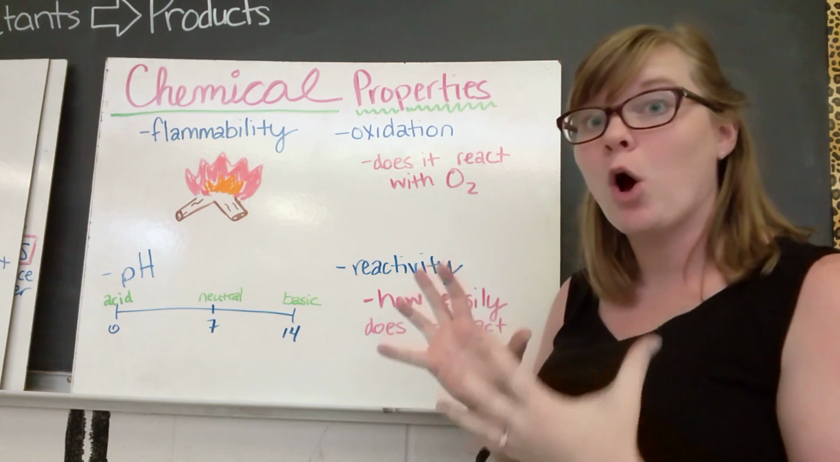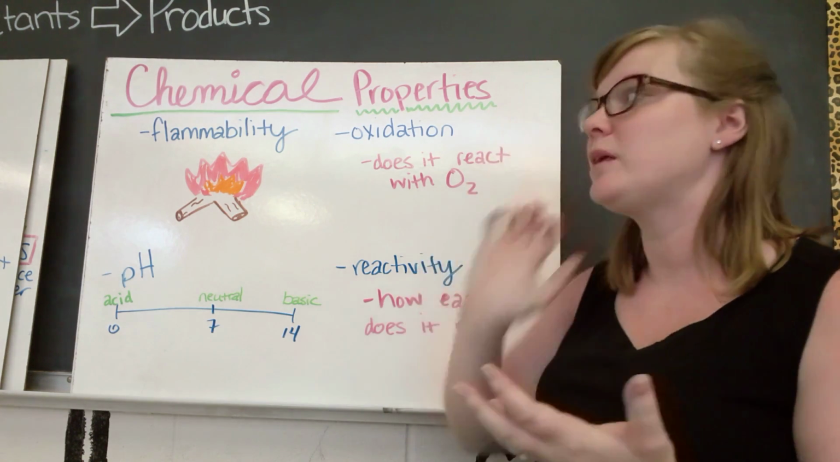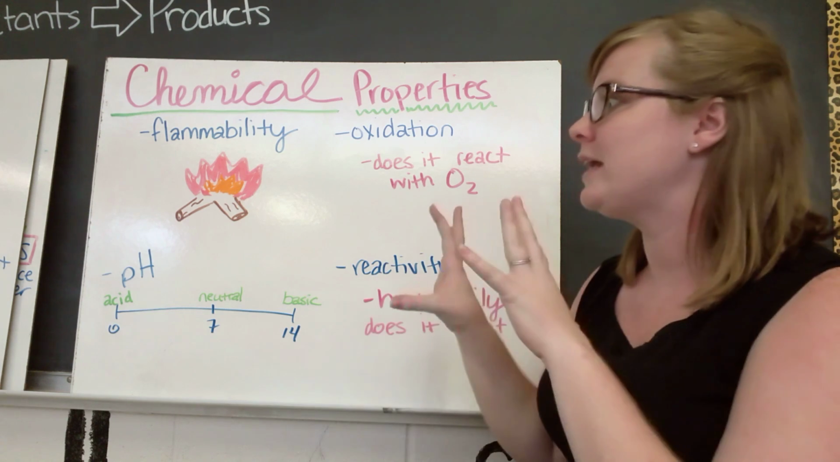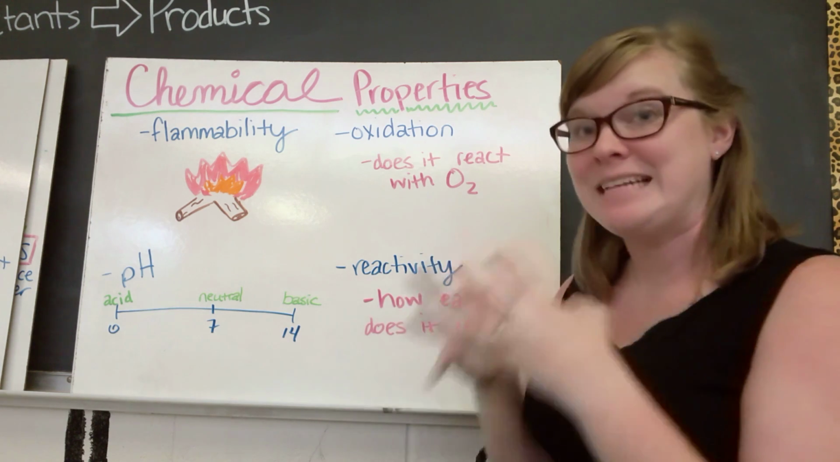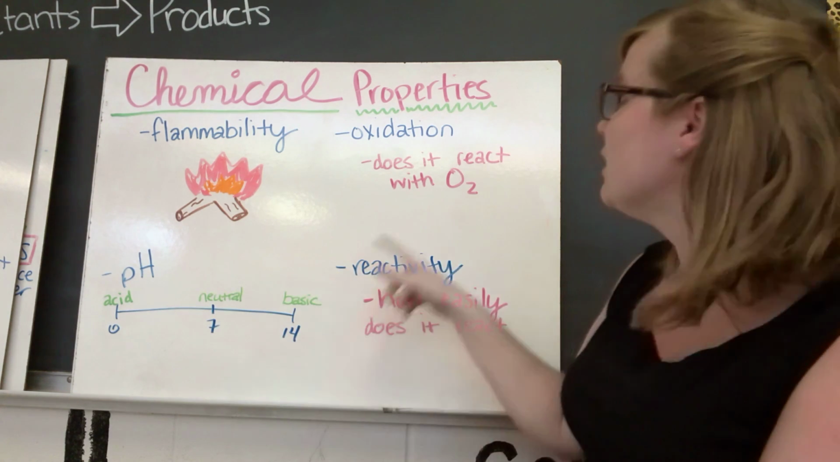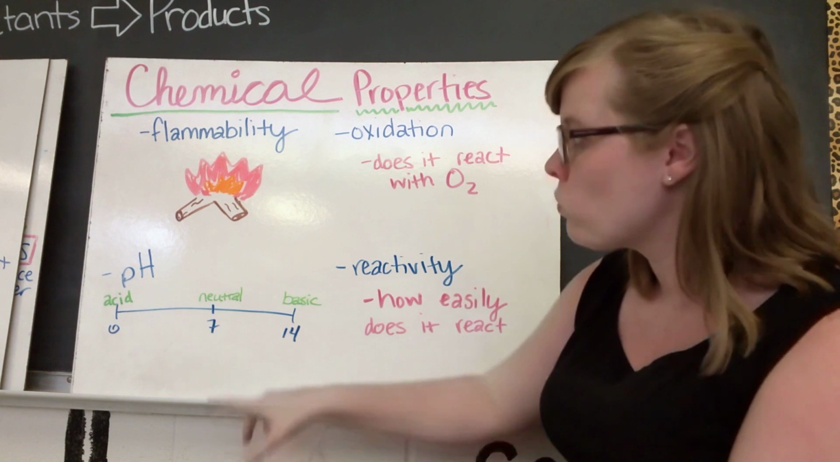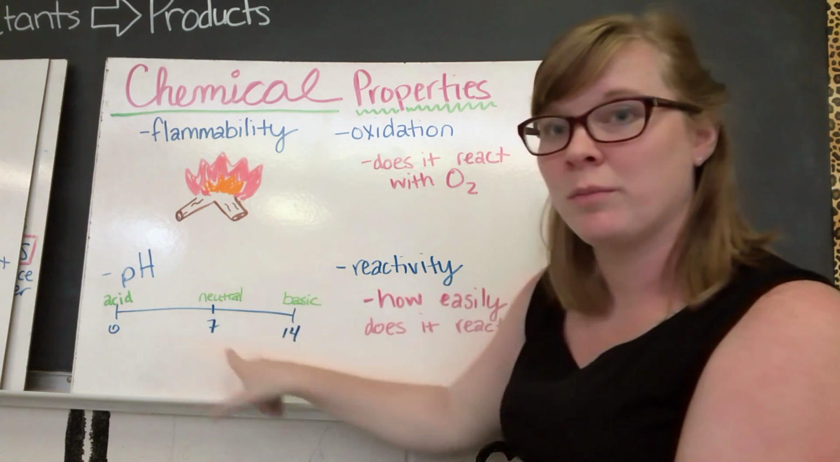Chemical properties can only be observed by changing the substance. So these are going to be things that we can only observe during a chemical reaction. So flammability, how easily it catches on fire. Oxidation is whether or not it's going to react with oxygen. pH is how acidic or basic something is.